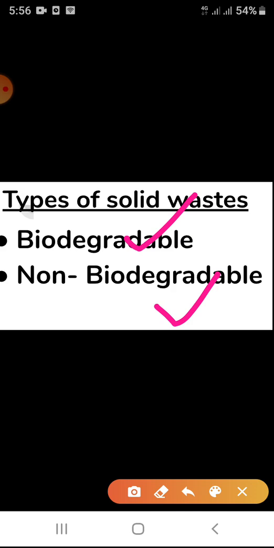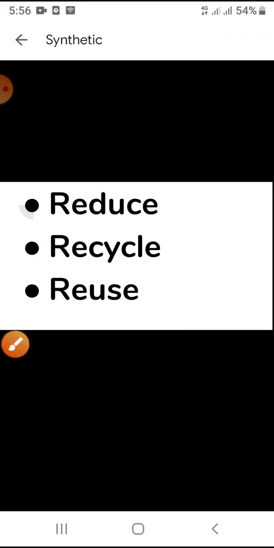So we should avoid plastic many times. Instead of plastic, we can use anything else. Though it is easy to handle, easy to maintain, very light, but for our environment, for our health, children, we should avoid plastic. Okay, let's move to the next slide.